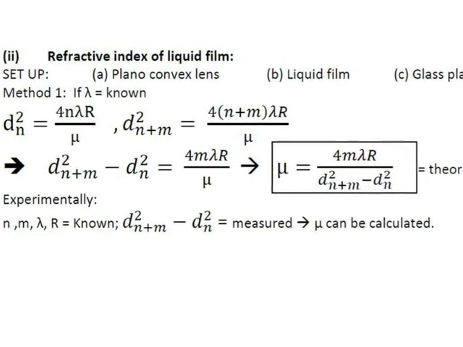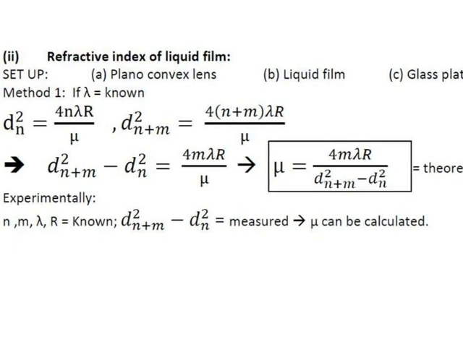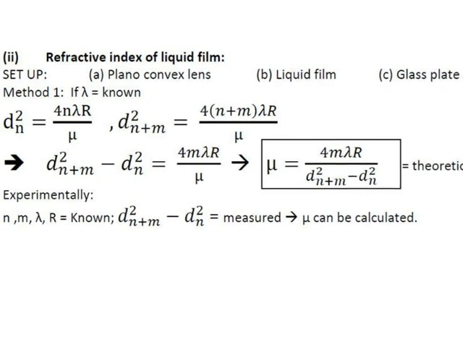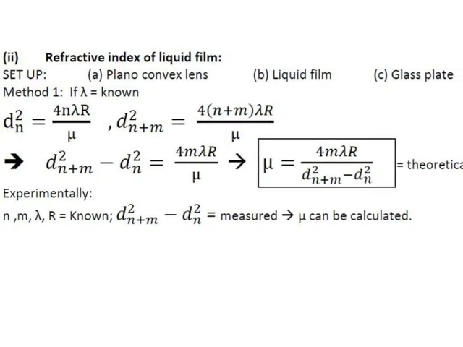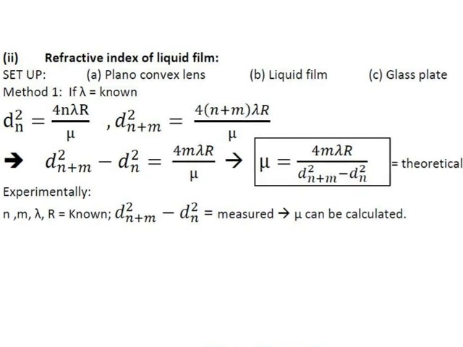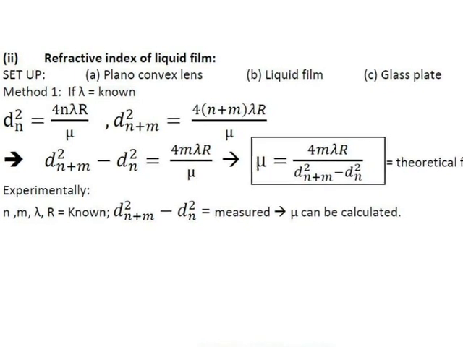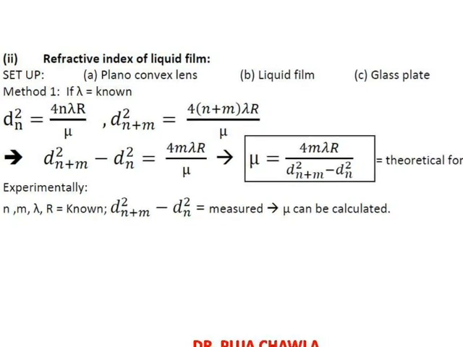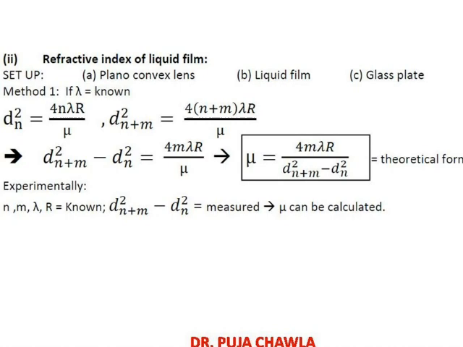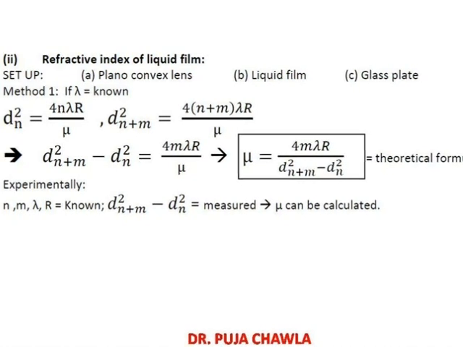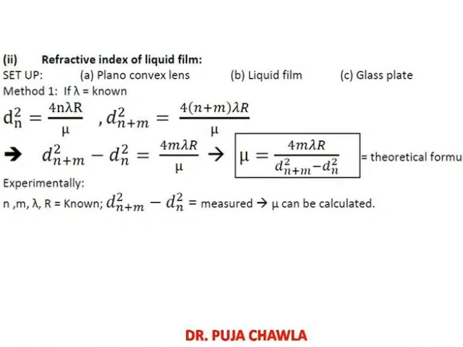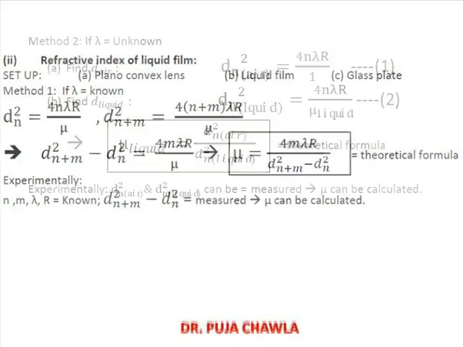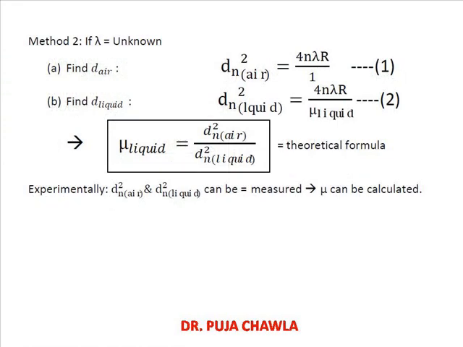What are the parameters? 4 constant, m gap of rings, lambda known to us, radius of curvature known to us. In the denominator we have Dn plus m square minus Dn square. We may experimentally determine this factor as we have discussed on the previous slide. By experimentally determining the values of all these parameters and substituting in this theoretical formula, we can find out the value of the refractive index of a liquid film. Clear? Case number 2, when lambda is unknown.